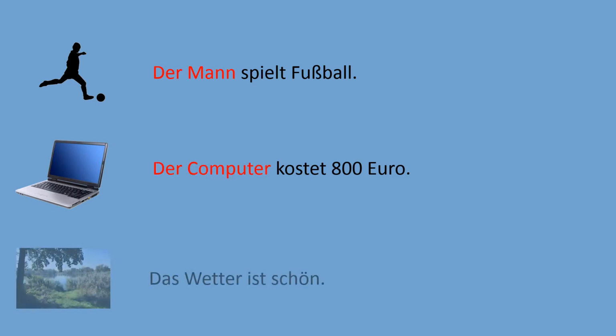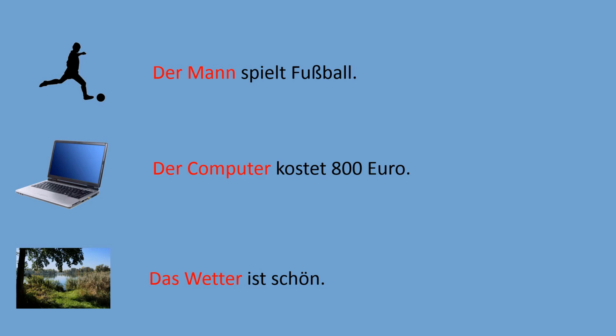So let's summarize once again all three cases. People: der Mann spielt Fußball, our subject is der Mann. Items, things: der Computer kostet 800 Euro. Der Computer is our subject. And abstract things: das Wetter ist schön. Das Wetter is a subject. So as you see, subjects may be people or things, items and concepts, so practically any nouns we know in language. And look, they all have definite articles in this case.